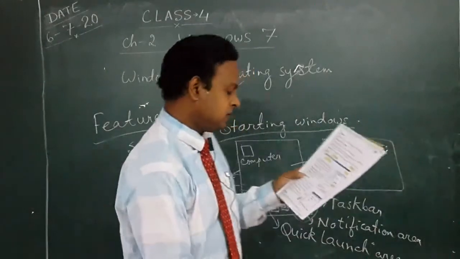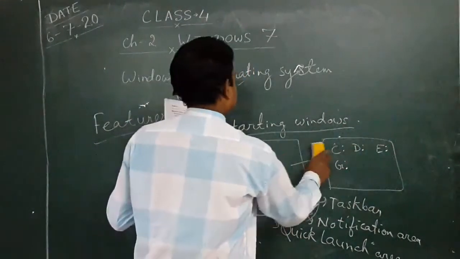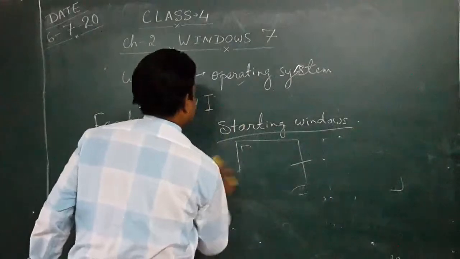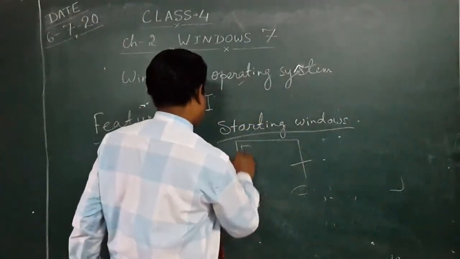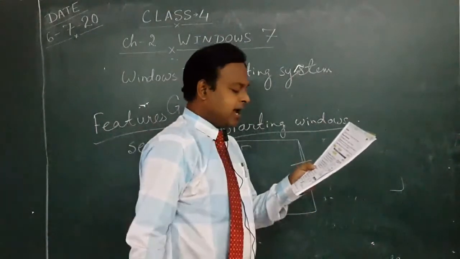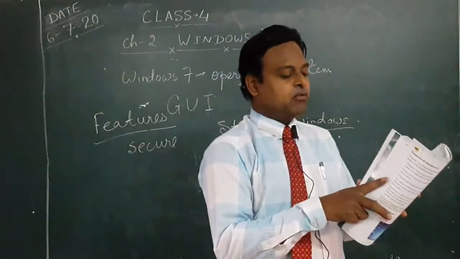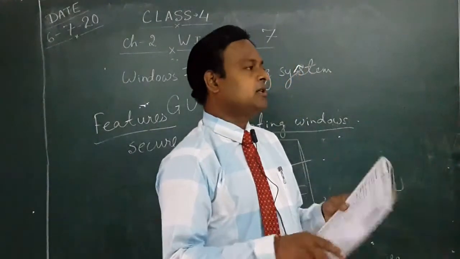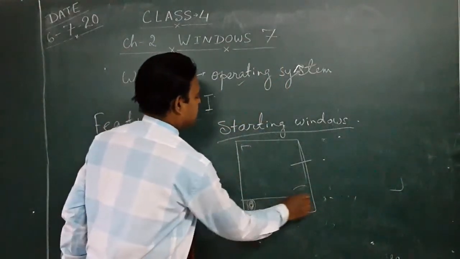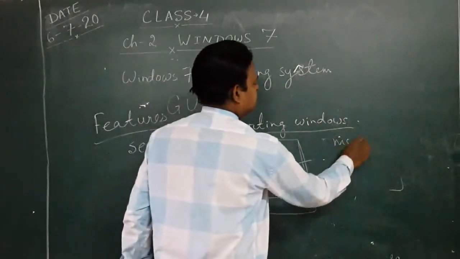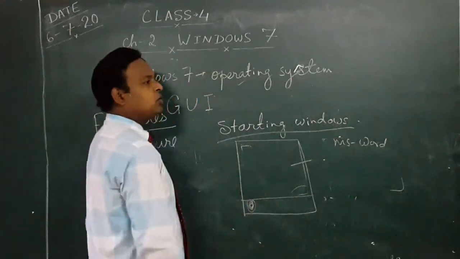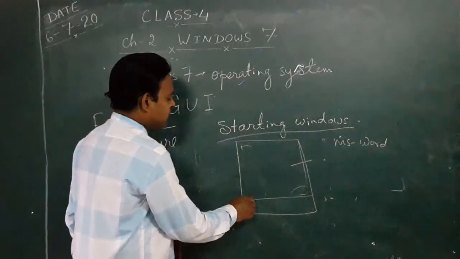Now the next is the shortcut icon. A shortcut icon is an icon that provides an easy and direct way to open any program or folder. Let me give you one example. This is the start button. Suppose you want to open MS Word, as I have installed it in your computer, but you have to go process-wise. First you will click the start button.